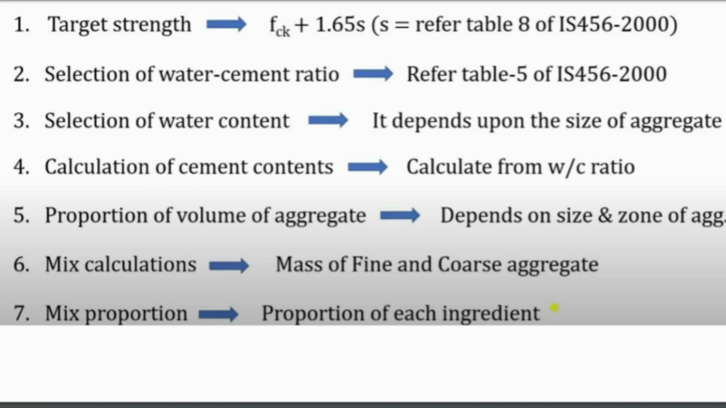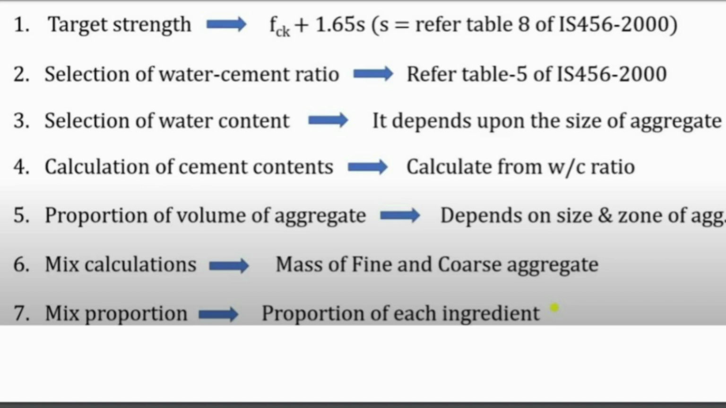After calculating the mass of fine and coarse aggregate, we have calculated the mass of cement and the volume of water already. We calculated the mass of cement: mass by density equals volume. So we have the density of cement in the question. So mass equals volume into density. Mass of cement is calculated. Similarly, after calculating the volume of aggregates, sand and coarse aggregate, we also calculate the mass of sand equals volume of sand into density.